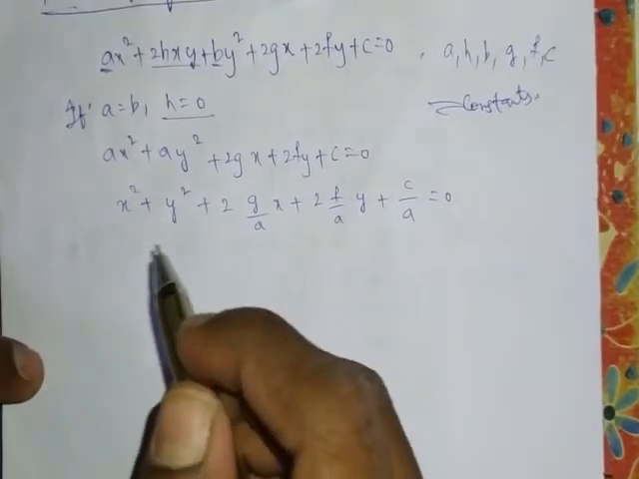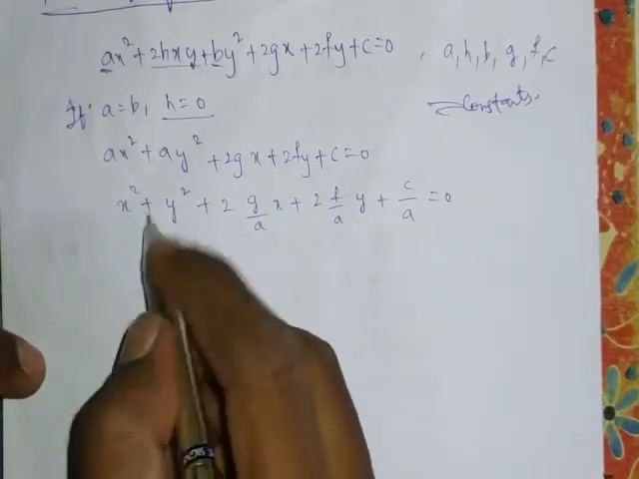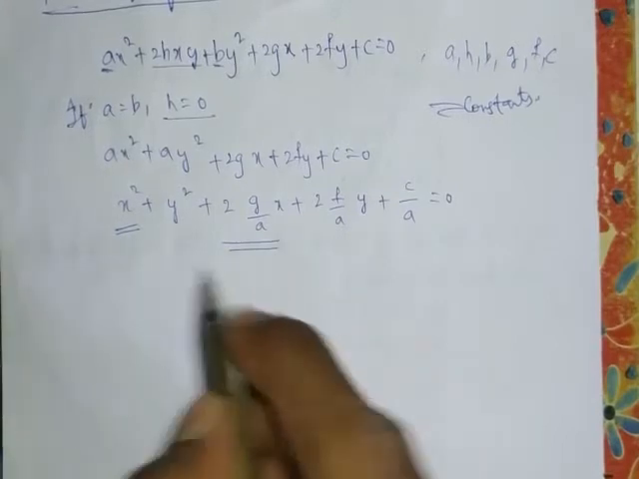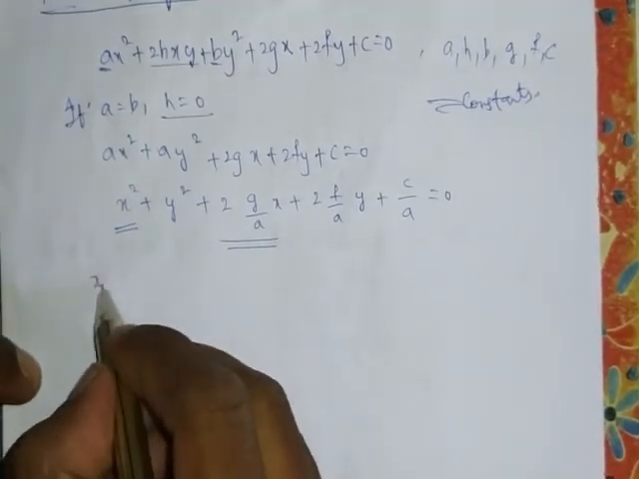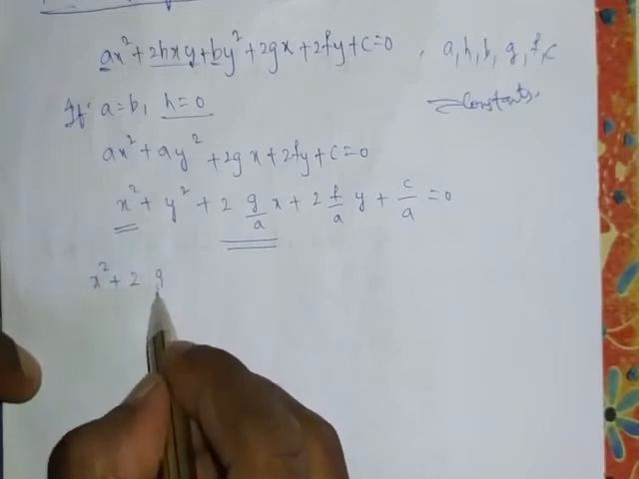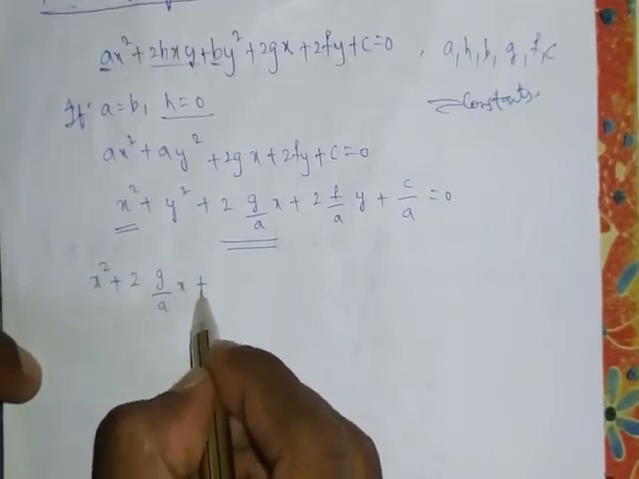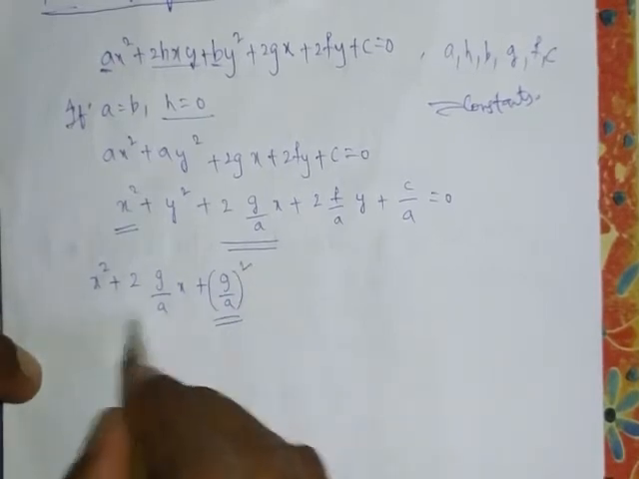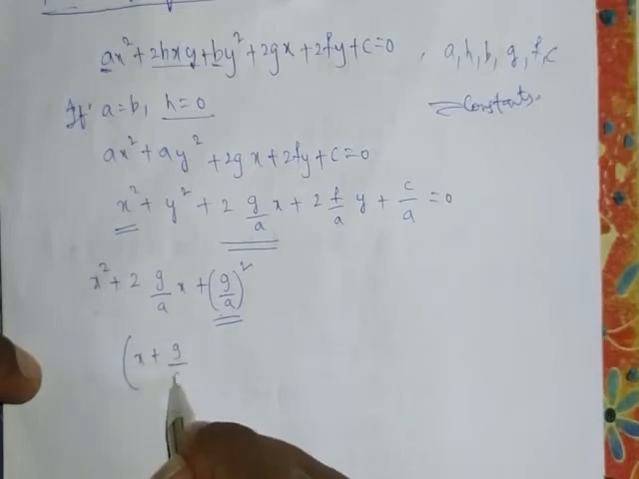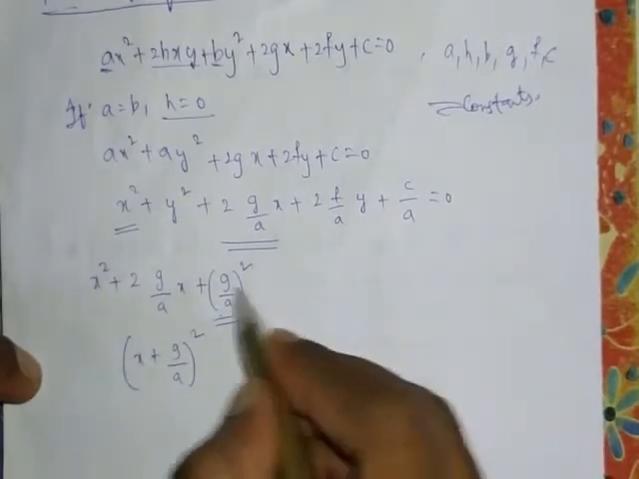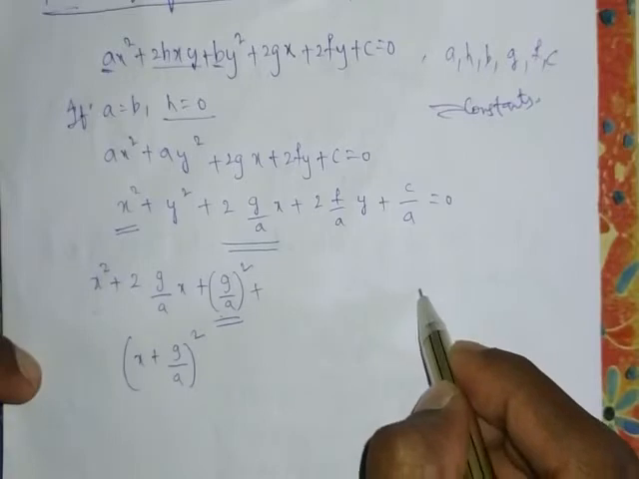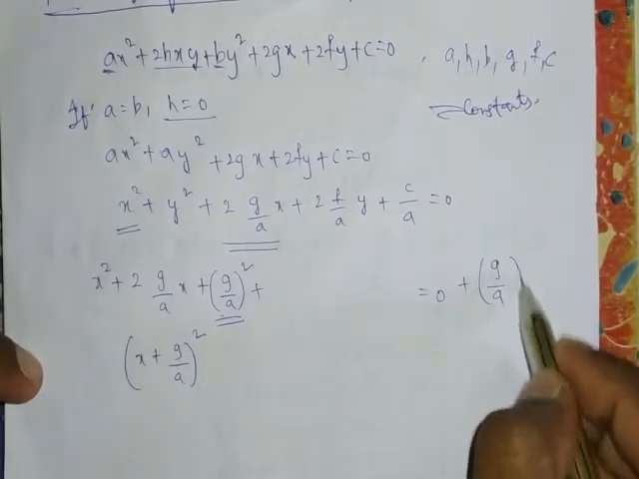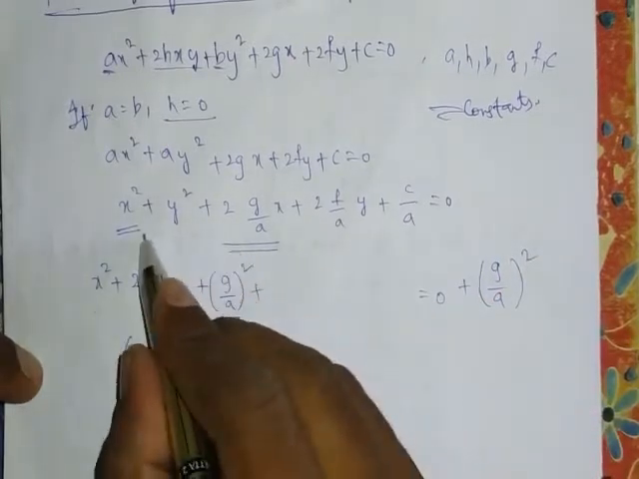Now let us add both sides by, I'll show you why I am adding. Here we have x square plus 2gx, and we can make this x square plus 2g by a x plus g by a whole square. Why I am adding g by a whole square is that we can make this whole term as x plus g by a whole square. I am not adding this on one side only, I am adding it on both sides, because to balance the equation. And this term I have written here.